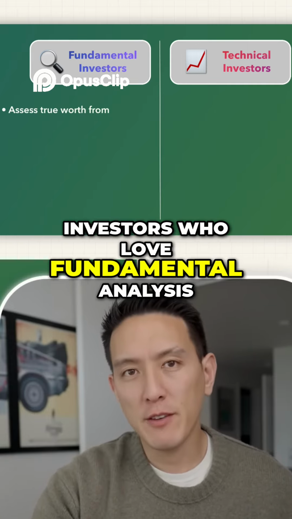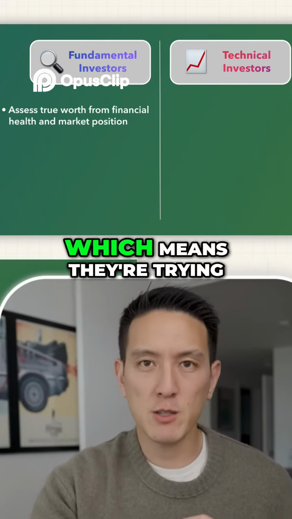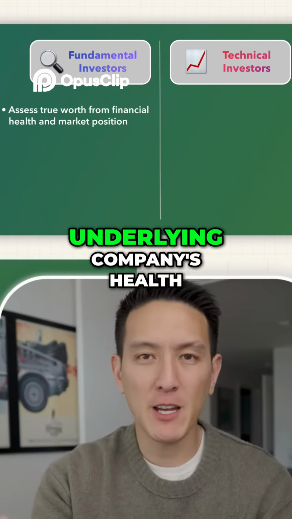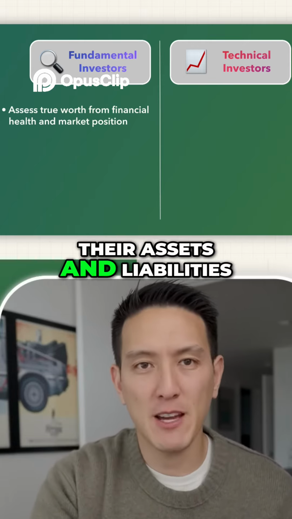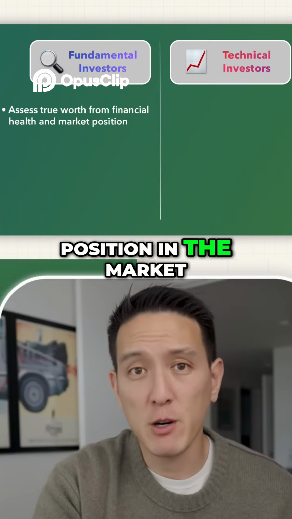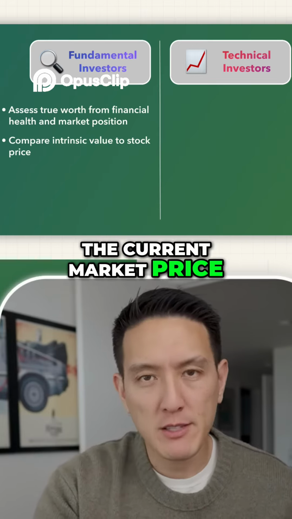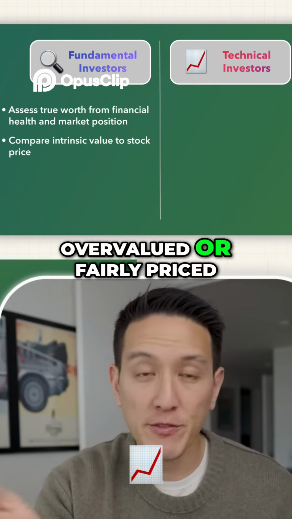Investors who love fundamental analysis attempt to figure out what a company is worth intrinsically, which means they're trying to figure out the true value of a company based on the underlying company's health, like their revenue, their profits, their cash flow, their assets and liabilities, as well as their position in the market. By comparing the intrinsic value they calculate to the current market price, they can then decide whether or not a stock is undervalued, overvalued, or fairly priced.